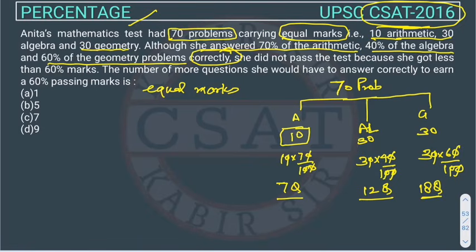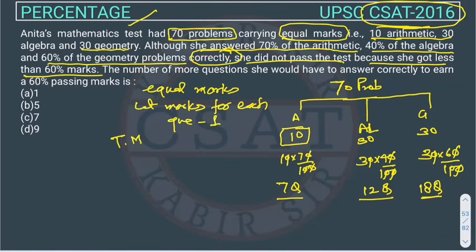So she solved 7 questions of arithmetic correctly, 12 questions of algebra, and 18 questions of geometry. Right. But she did not pass the test, because she got less than 60% marks. Right. So we know that all questions carry equal marks. So let's suppose the marks for each question is 1. So total marks will be, total question is how much? 70. Marks for each question is 1. So it will be 70. You can take even 10 or 100, anything you can take. Right. It won't make any difference.